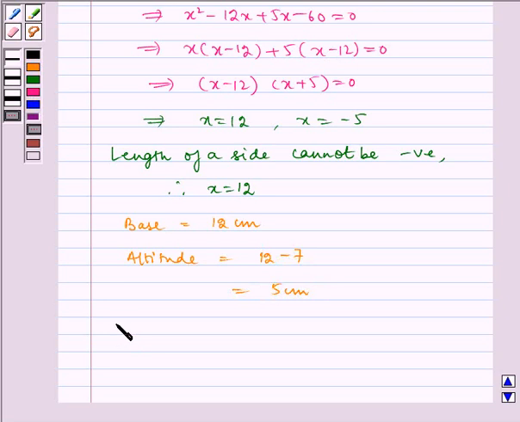Hence, the other two sides are five centimeter and 12 centimeter.